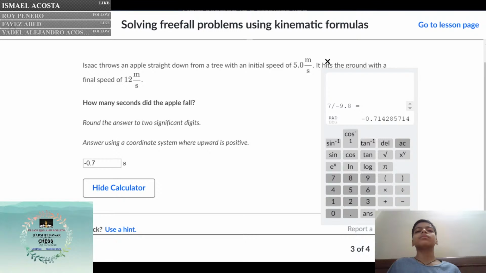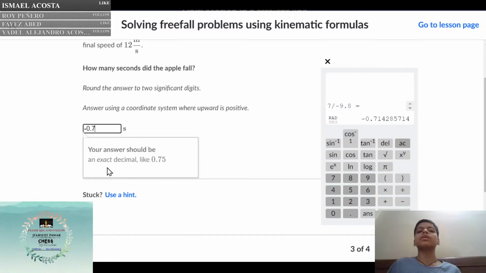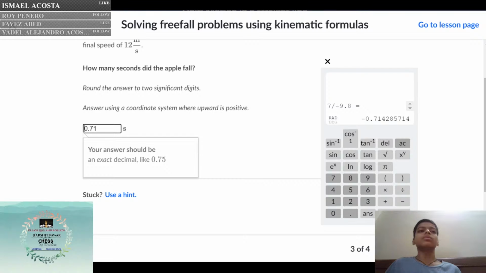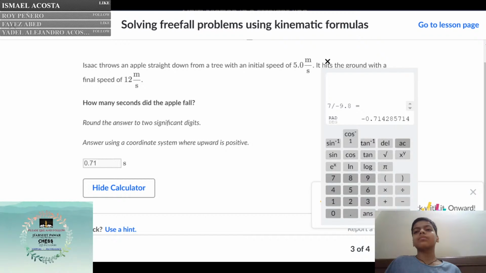Let's check. Okay, we just did one more digit. It should be positive, not negative.